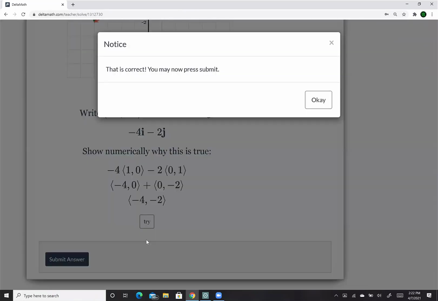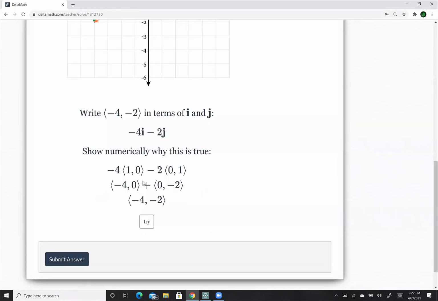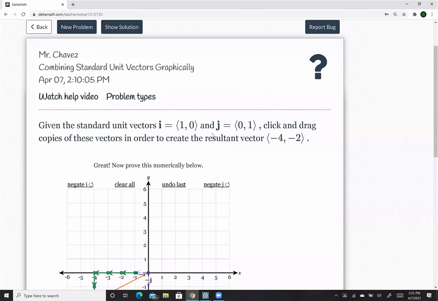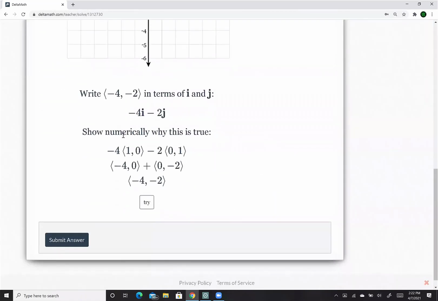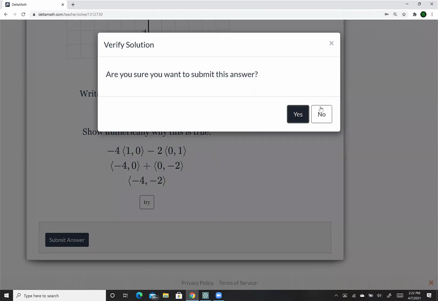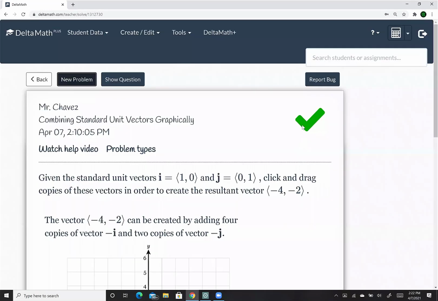I'm going to try. It says to try, click, and then yes. And you can't see it, but it's correct. Oh, what? Did it not do it? Oh, I got to submit. Submit, submit. And there it is. I got my green check mark. What do you guys think? Was that pretty easy, guys?